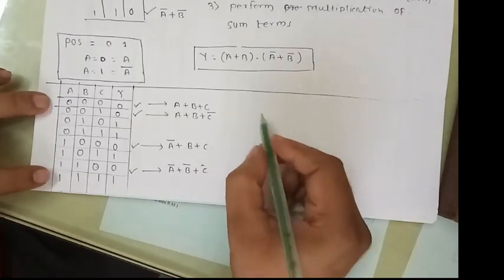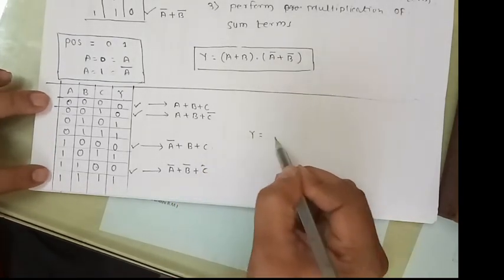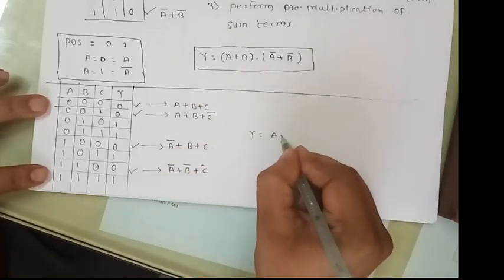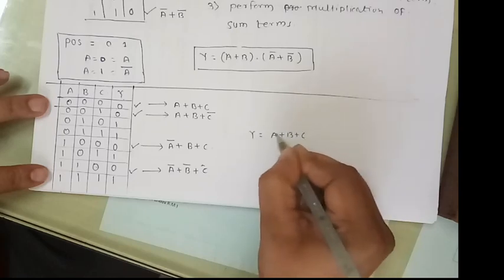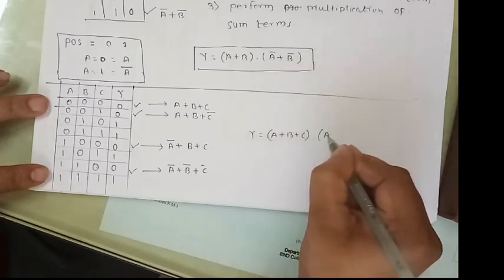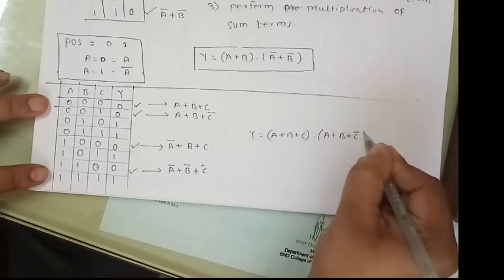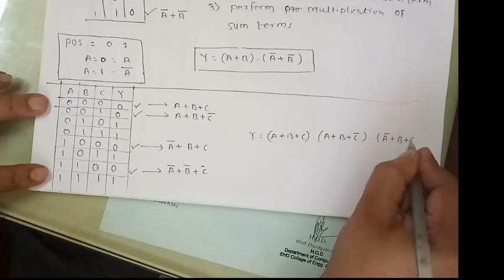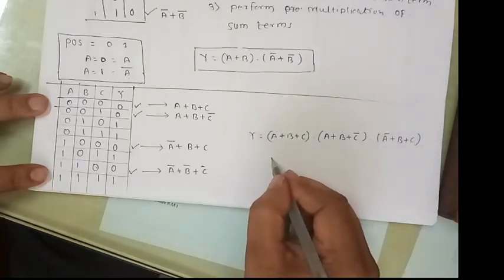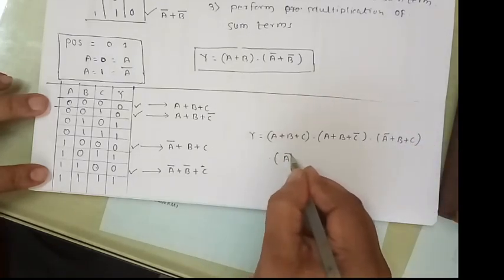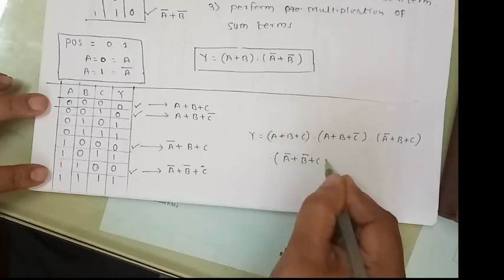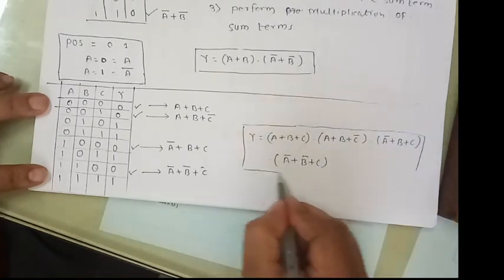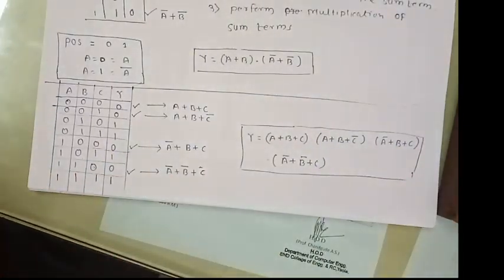Okay, and then finally we will write the output equation by taking the product of all these sum terms. So the product is (A plus B plus C). This is the first term. The second term is (A plus B plus C bar) into (A bar plus B plus C). Then the final term is (A bar plus B bar plus C). So this is our POS equation for this given truth table.